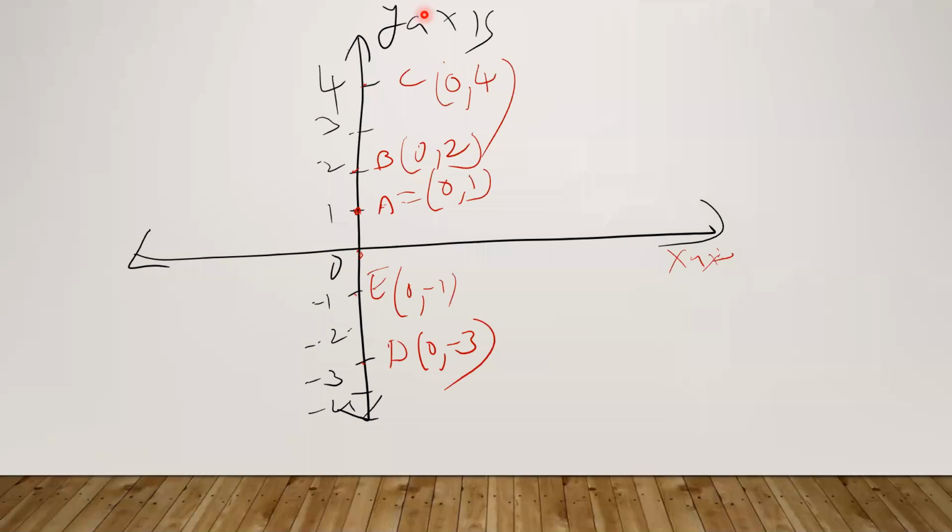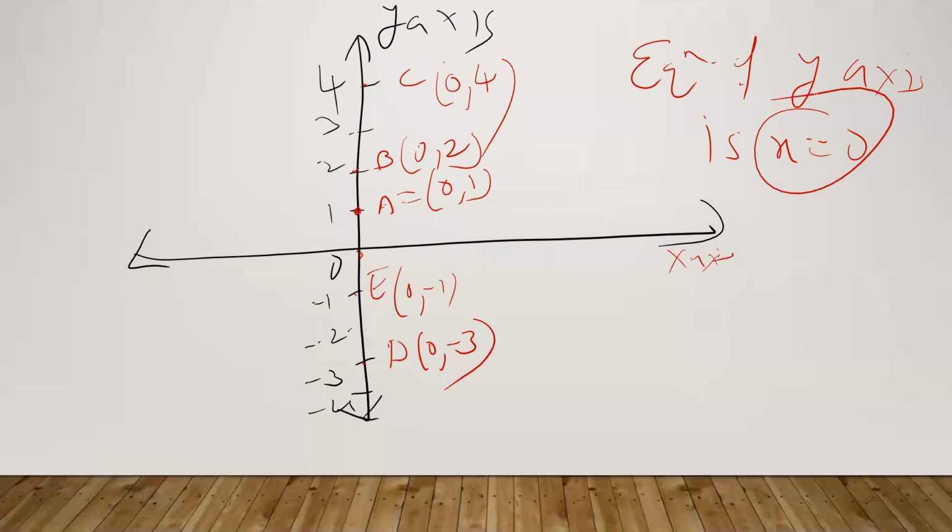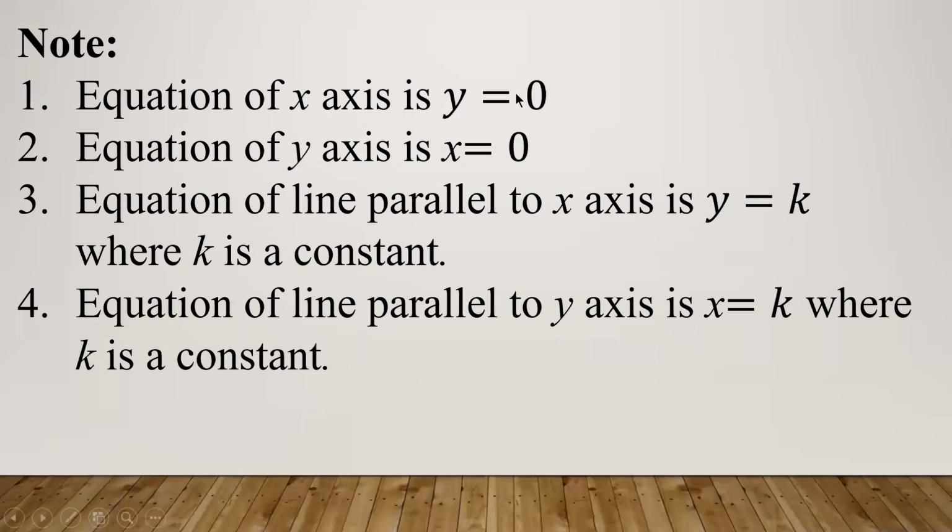So we say that the equation of the y axis is x equal to 0. We have seen two things. The equation of the x-axis is y equal to 0 and the equation of the y-axis is x equal to 0.